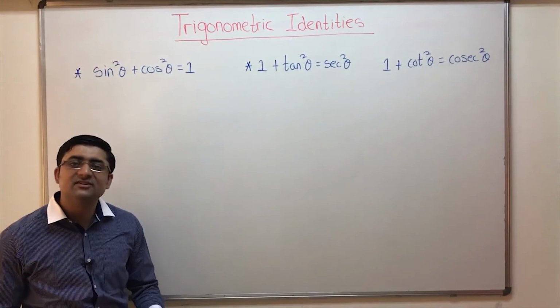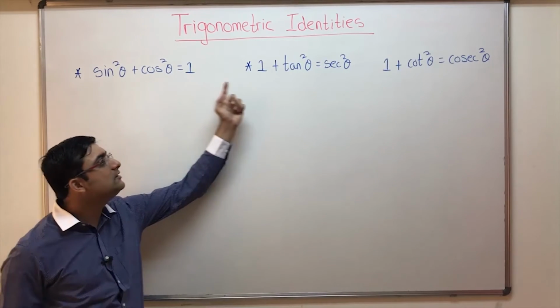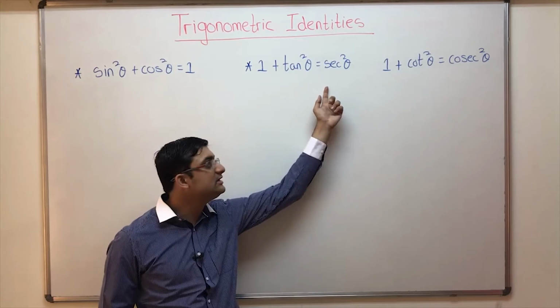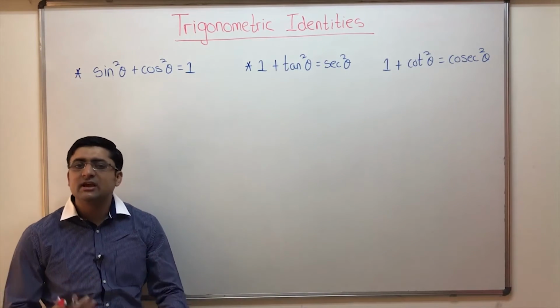So previously we have seen the three basic trigonometric identities. Sine square theta plus cos square theta is equal to 1. 1 plus tan square theta is sec square theta, and 1 plus cot square theta is cosec square theta. So let's study these identities in more detail.